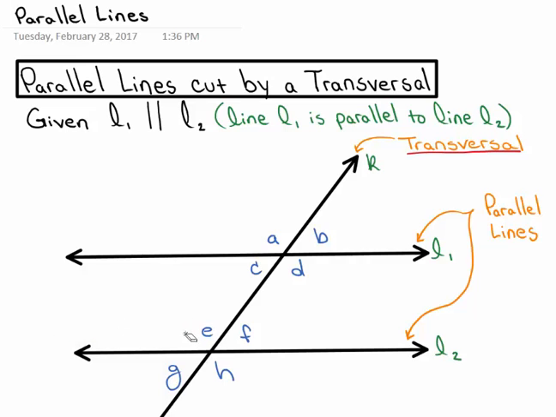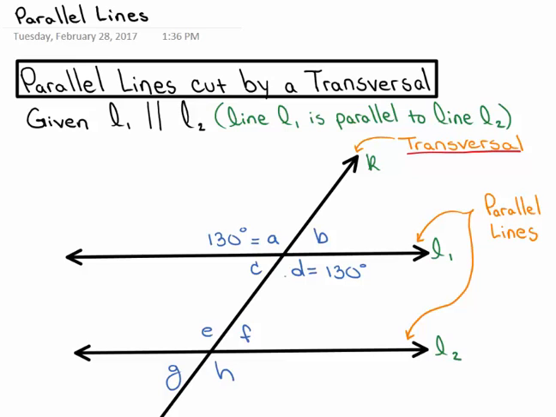Okay, so let's say we knew the measurement of one of these. Let's say I knew the measurement of angle A. Let's say the measurement of angle A is equal to 130 degrees. Since I know that A is equal to 130 degrees, then that means D must be equal to 130 degrees because they're vertical angles and they're equal to each other in measurement.